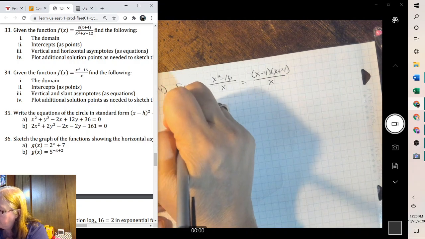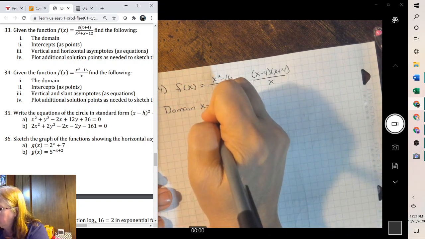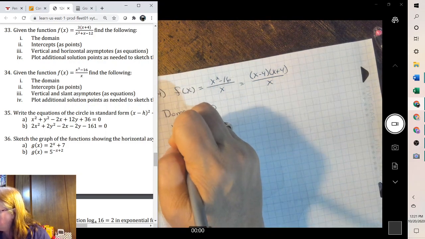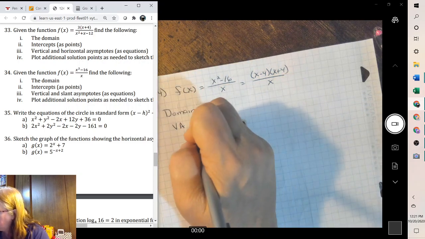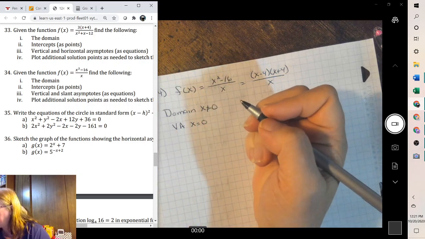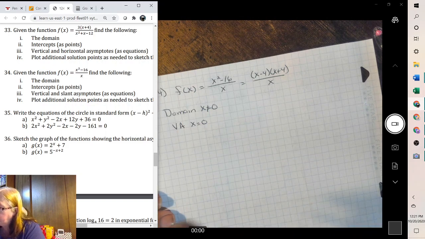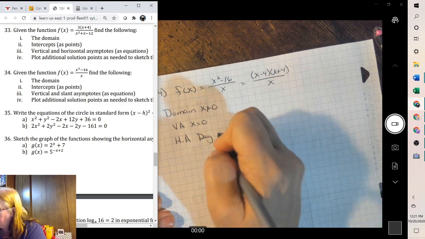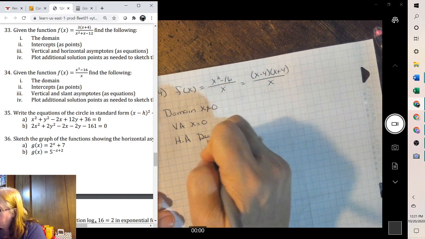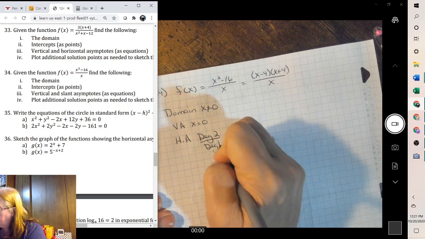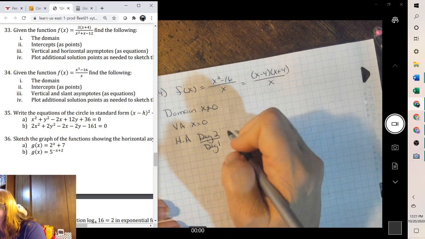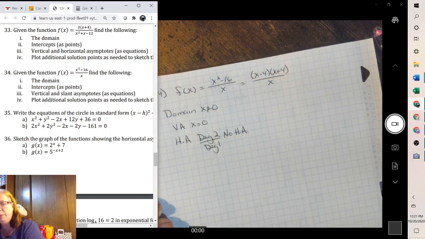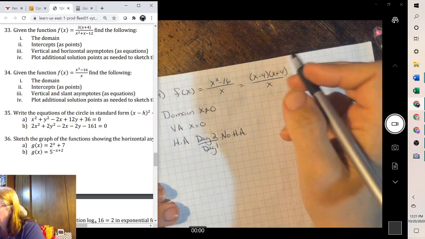First thing, domain. X cannot equal 0, setting the denominator equal to 0. So that means we have a vertical asymptote, because this will not reduce, at x equals 0. To find the horizontal asymptote, if we look at the degree of the top, it was 2, and the degree of the bottom is 1. When the degree on the top is larger, there's no horizontal asymptote. There is a slant, and so we need to divide it.